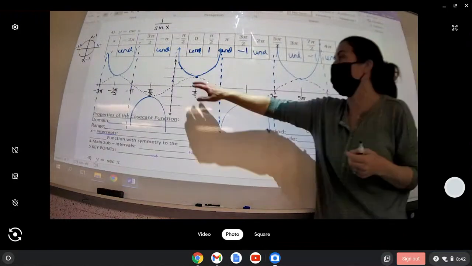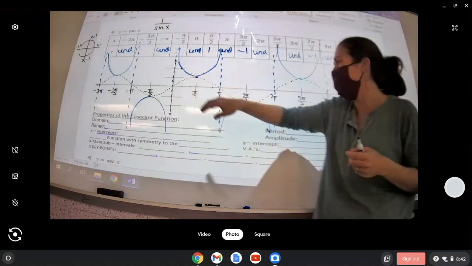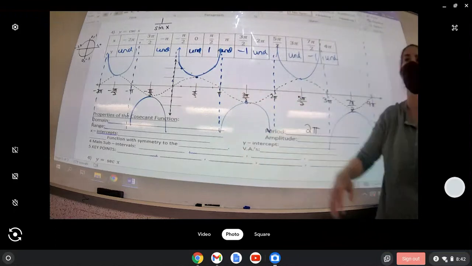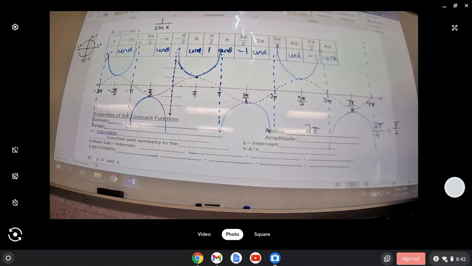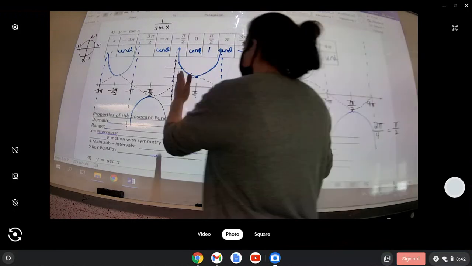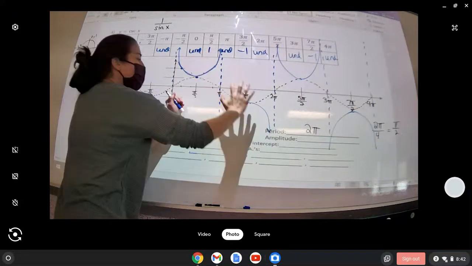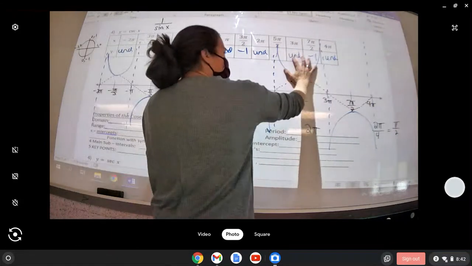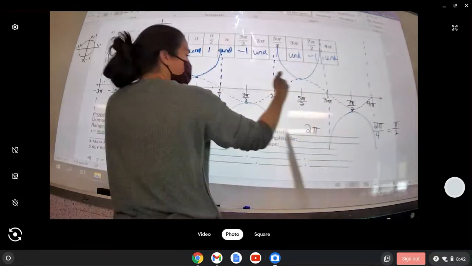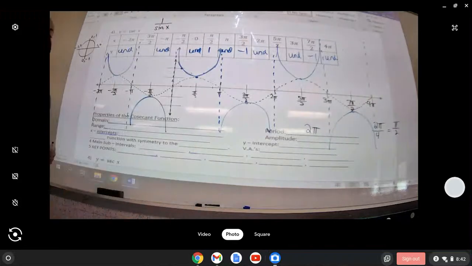You just know that wherever you had a positive hump, it flips up. Wherever you had a negative hump, it flips down. Because that's what happens to these ratios when they get reciprocated. All right, so one period, one cycle was from 0 to 2 pi. Parabola up, parabola down. Parabola up, parabola down. So that's 2 cycles of the cosecant curve.